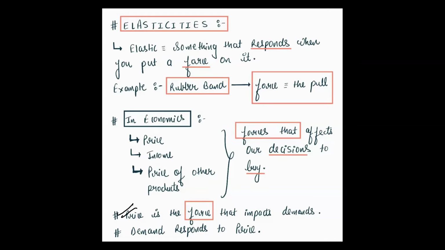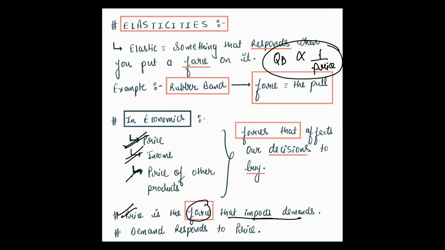Quantity demanded is inversely proportional to price, we have seen, and price is the independent factor. We see that quantity demanded is inversely proportional to price in the law of demand, considering all the other factors constant. That is known as the Latin phrase ceteris paribus. So these three factors mainly affect the quantity demanded. These are the core terms: price, income, and price of other goods. So basically we can say that price is the force that impacts the demand.